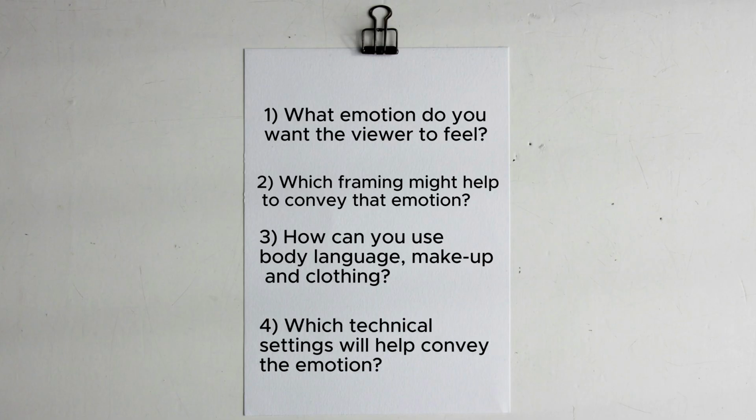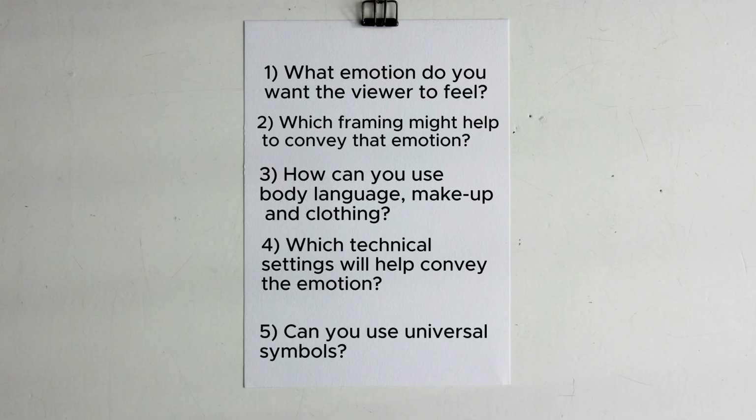Then the fourth question you can ask yourself before you do your photo shoot is, are there certain technical settings you could use to convey the emotion? For example, you could use a slow shutter speed to show that the subject of the photo is sort of confused or even in despair. And then the last question you could ask yourself is, are there certain universal symbols you could use? Classic one is the bird symbolizing freedom. Could also be candles, flowers, that sort of thing.